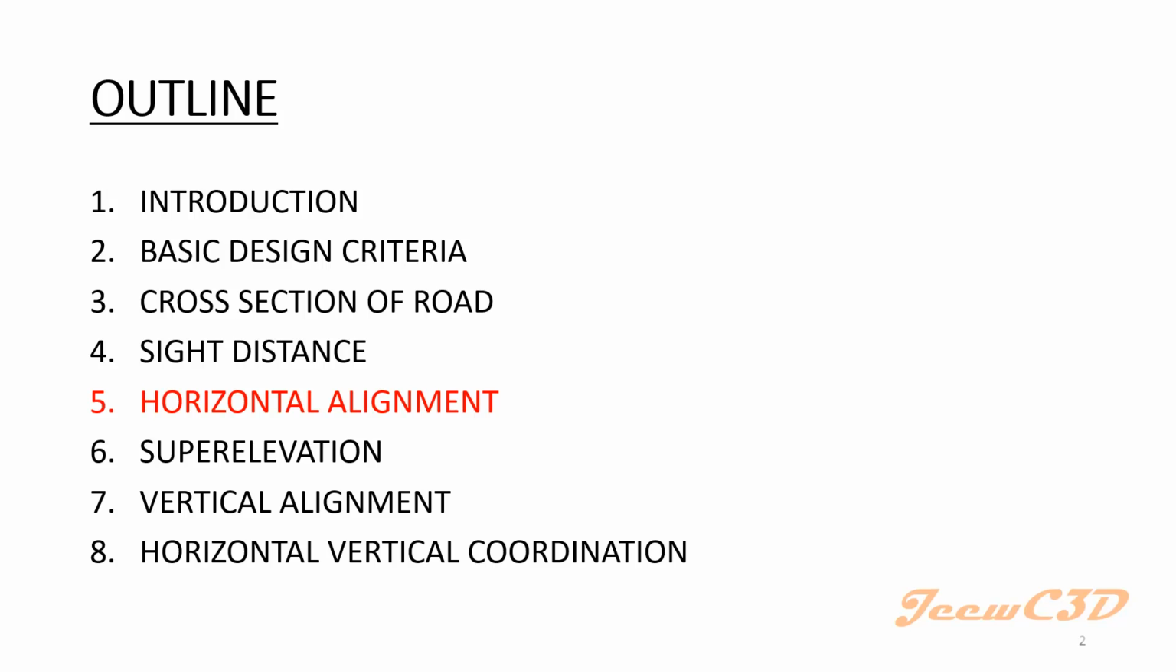So far we have learned up to side distance section. We got an introduction to road design, then we learned about the basic design criteria and then the cross section of a road, and finally the side distance criteria when designing roads. In this section, what we are going to do is look at the horizontal alignment of the road.